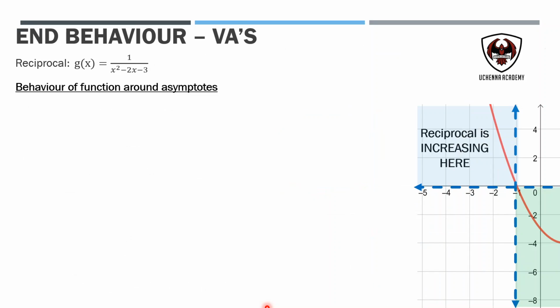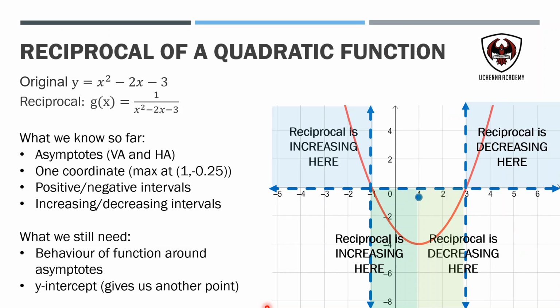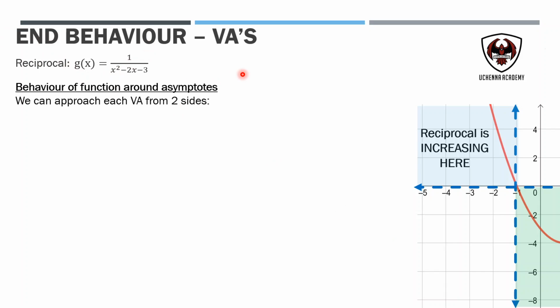We can also look at the y-intercept, and that's just another point to have. Okay, so what can we do here? Behavior along the vertical asymptote. If I focus on the vertical asymptote x equals -1, I can reach that -1 from 2 sides, either the left or the right. So the left would be here and the right would be here.